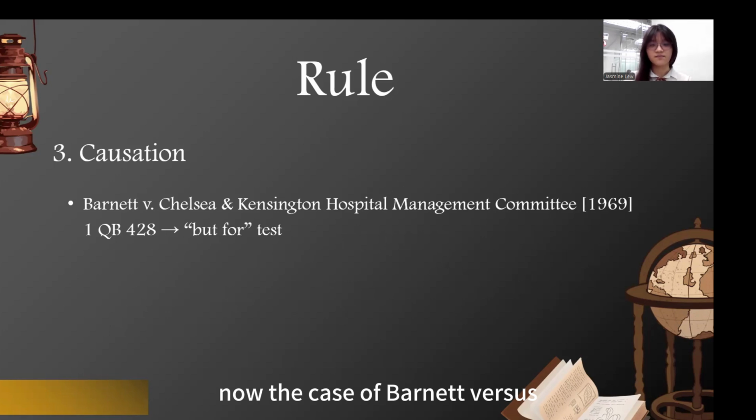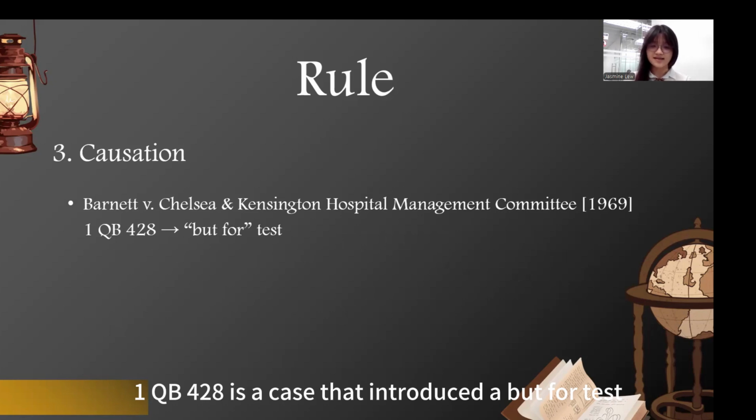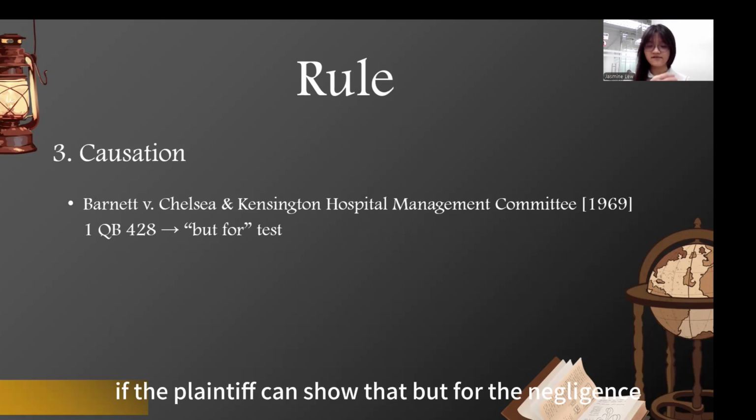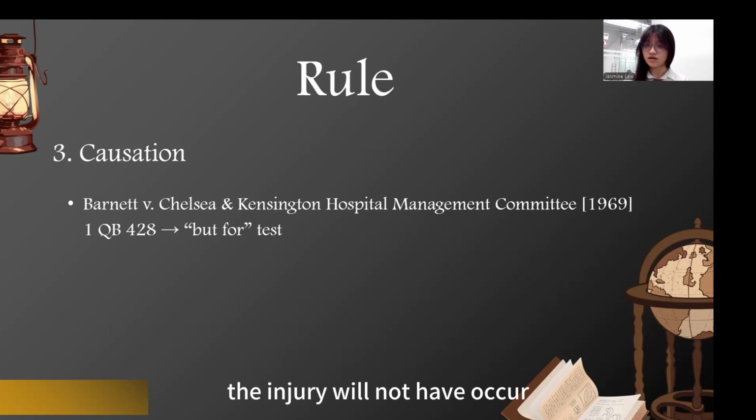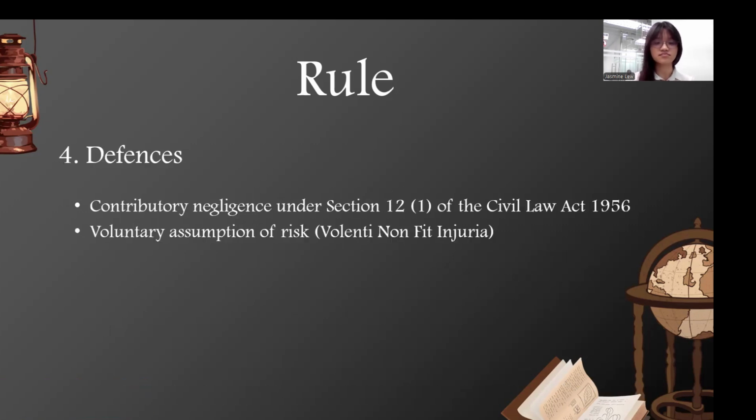Now, the case of Barnett v Chelsea and Kensington Hospital Management Committee [1969] 1 QB 428 is a case that introduced the but-for test. If the plaintiff can show that but for the negligence, the injury would not have occurred, then the negligence is seen to have caused the injury.